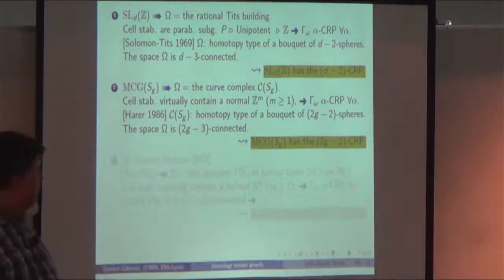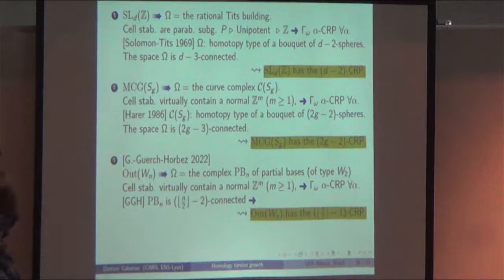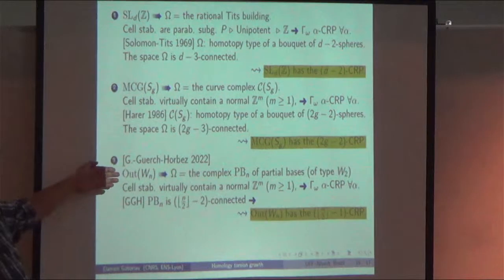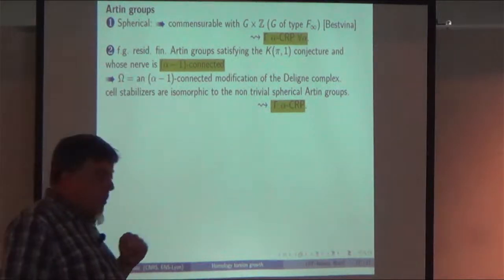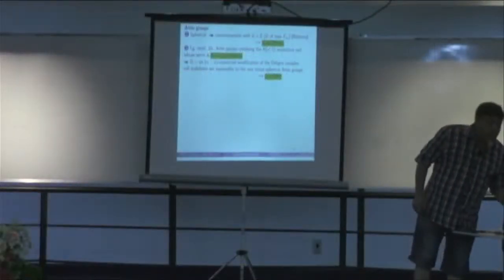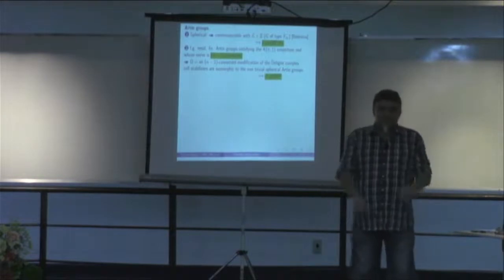Okay? And the work we did with Yacine Gersh and Camille Orbet was exactly to build and to find the correct omega for the group UT_{W_N}. Okay? And for the Artin groups, you have to consider the case when they are spherical and the other ones. But I guess it's time to stop.